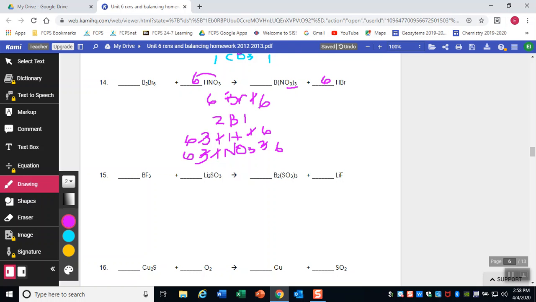So 6 times, or 2 times 3, right? 2 times 3, this outside 3 would give me the 6. So now I have 6 nitrates over here. My borons, I've got 2 here. Oh, good. And now, when I doubled my nitrates, I also doubled my borons. So that works out good. All right. So the coefficients would be 1, 6, 2, 6. Now let me do a quick check.